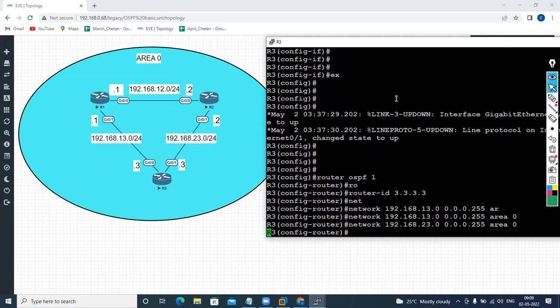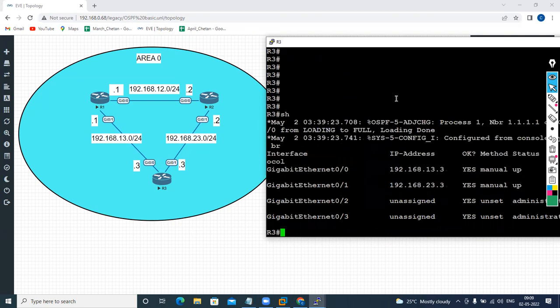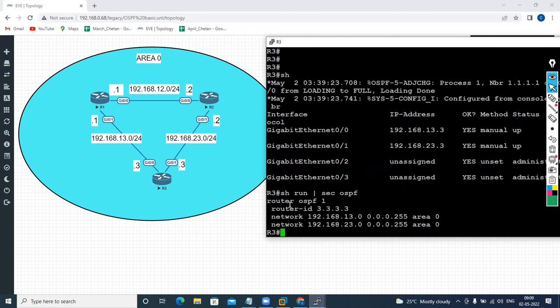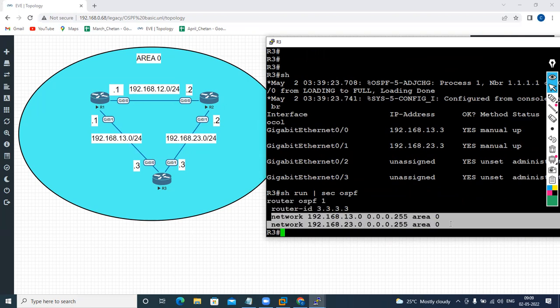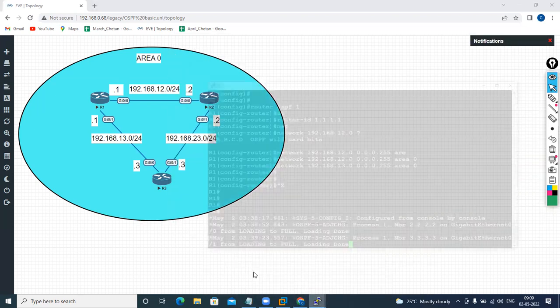So now what did I configure? Check the IP addresses. Show ip interface brief. So Z0/0 is 13.3 and Z0/1 is 23.3. Here, show run pipe section OSPF. So I configured router OSPF 1, router ID, and I have advertised the directly connected networks. Clear?